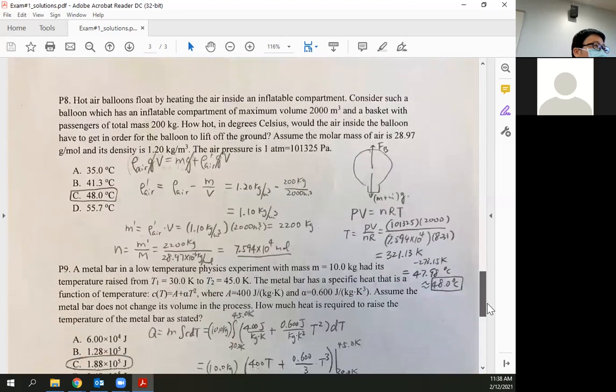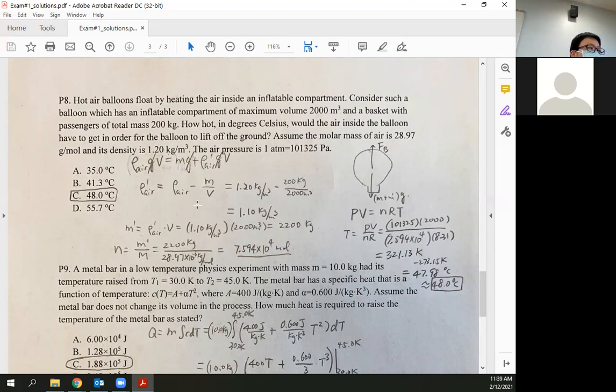Number 8 is the hot air balloon problem. Okay, so the buoyant force should be equal to the weight of both the hot air balloon and passenger, plus the weight of the air inside it. Okay, so then that's the free body diagram over there. You can set it up so you can solve for it.